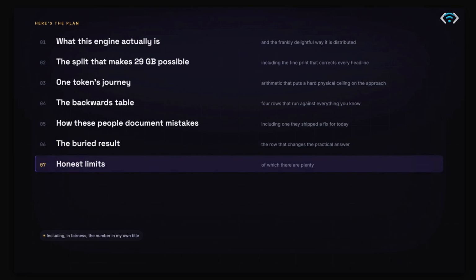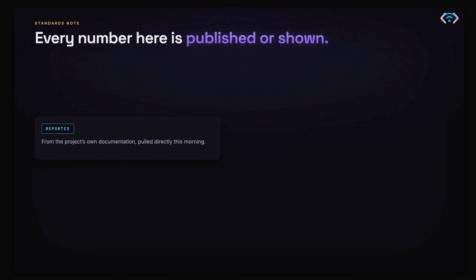Then the backwards table, then the part of this repository that impressed me more than any benchmark: how these people document their own mistakes, including one they shipped a fix for today. Then the buried result, and honest limits, of which there are plenty. Standards note. Every number in this video is either from the project's own published documentation, which I pulled directly this morning, or my own calculation, which I'll show.